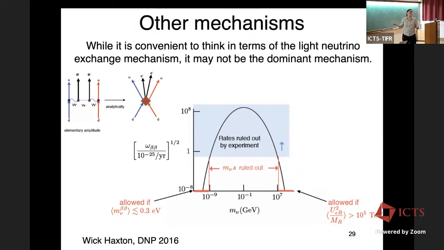This is all just to say that this is interesting to look for, regardless of what we know about neutrino masses. So it's interesting, it's motivated by the neutrino masses. It's also motivated by looking for a heavy new lepton number violating physics.